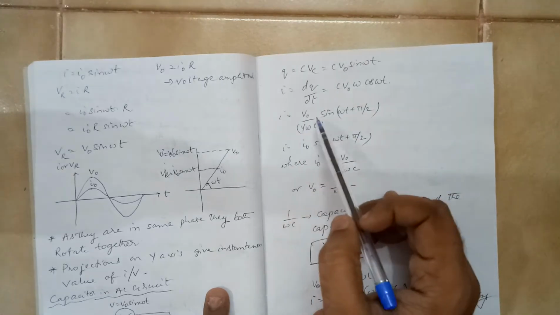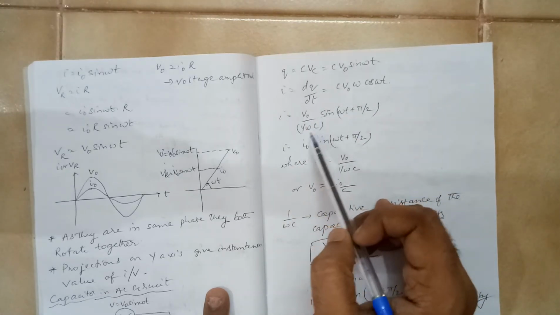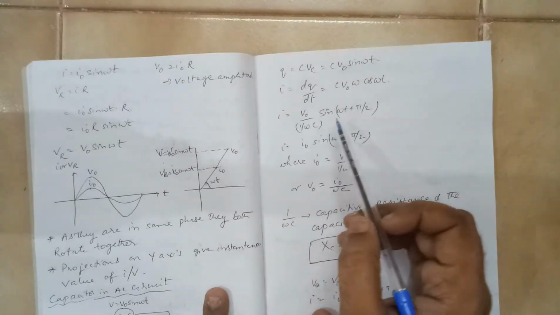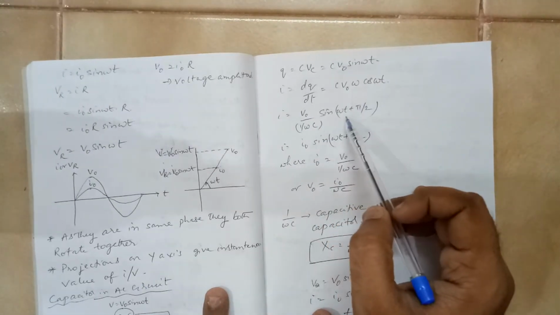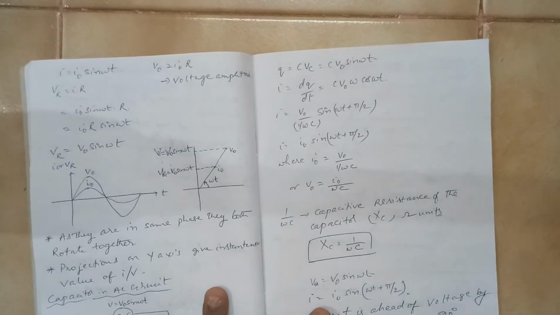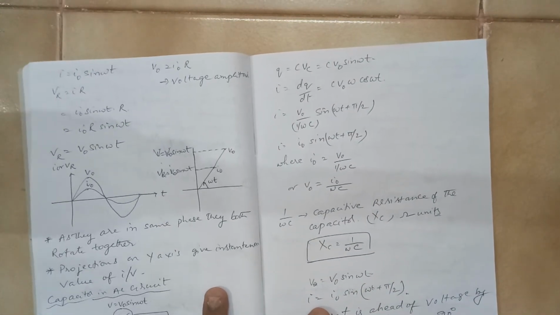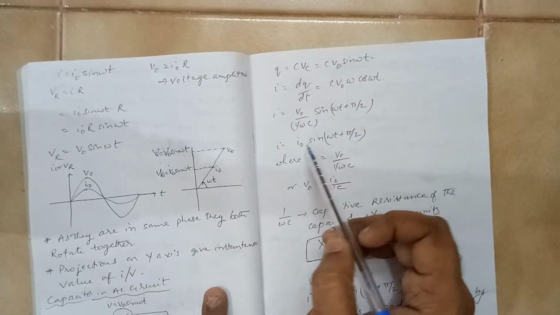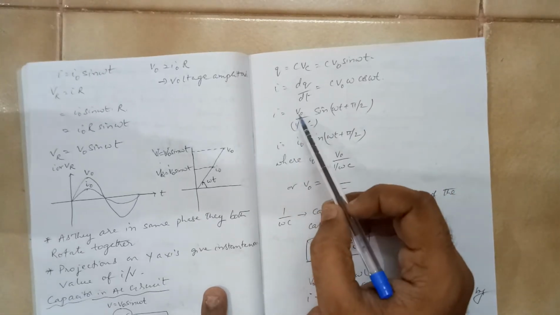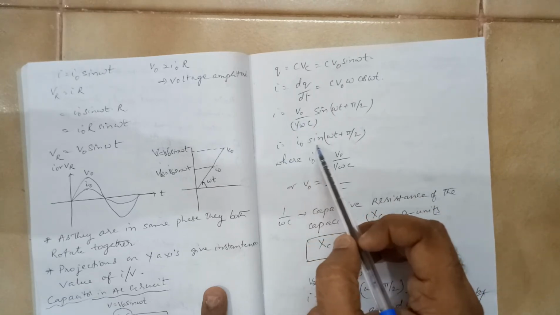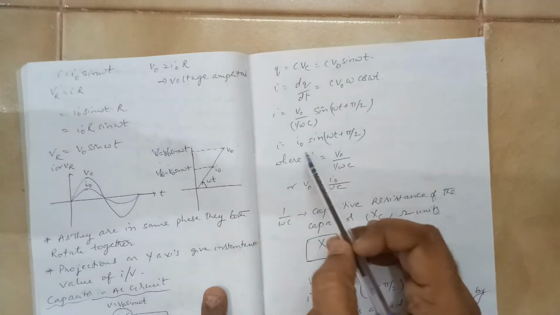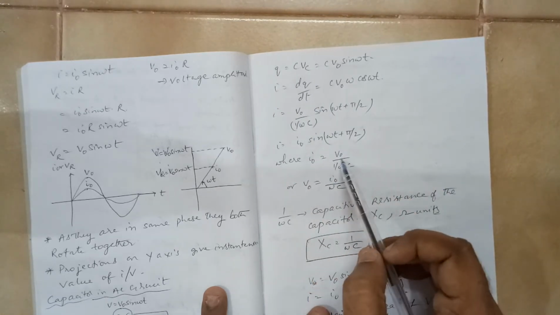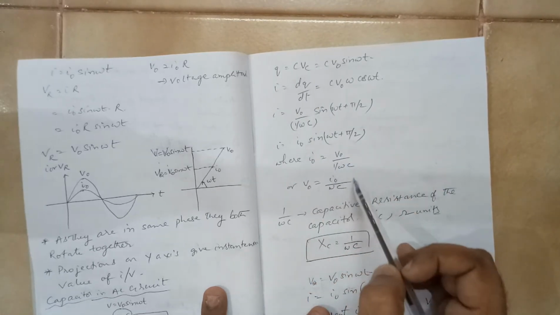Let us write it this way: V0 divided by 1 divided by omega C. To write it in a particular format, into this cos value we will write it as 90 plus omega t. Sin of 90 plus theta is cos theta, right? So we can write this equation as I is equal to I0 into sin of omega t plus 90. Now this I0 will be equal to V0 by 1 by omega C.